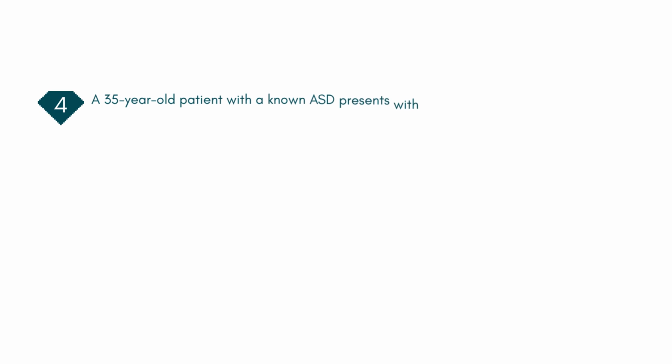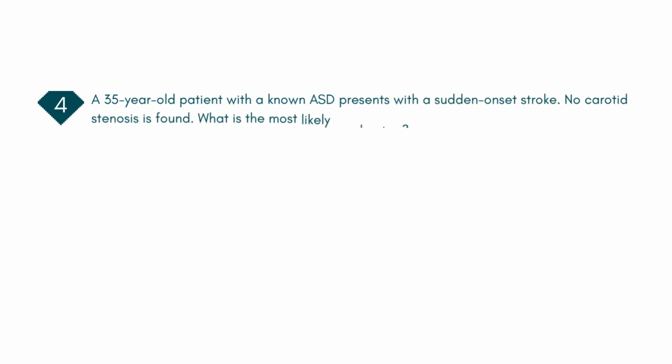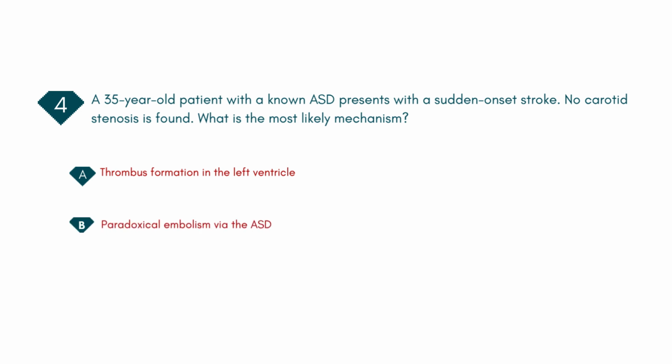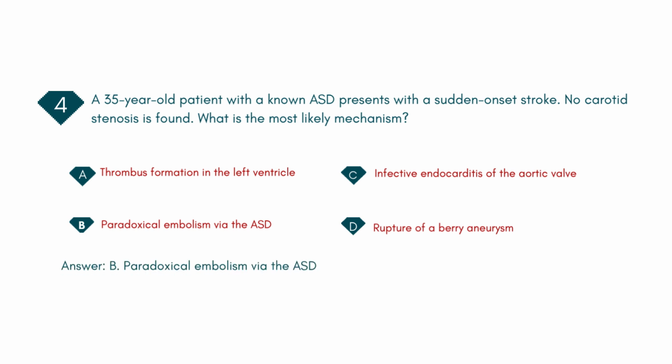A 35-year-old patient with a known ASD presents with a sudden onset stroke. No carotid stenosis is found. What is the most likely mechanism? A. Thrombus formation in the left ventricle. B. Paradoxical embolism via the ASD. C. Infective endocarditis of the aortic valve. D. Rupture of a berry aneurysm. Answer: B. Paradoxical embolism via the ASD.